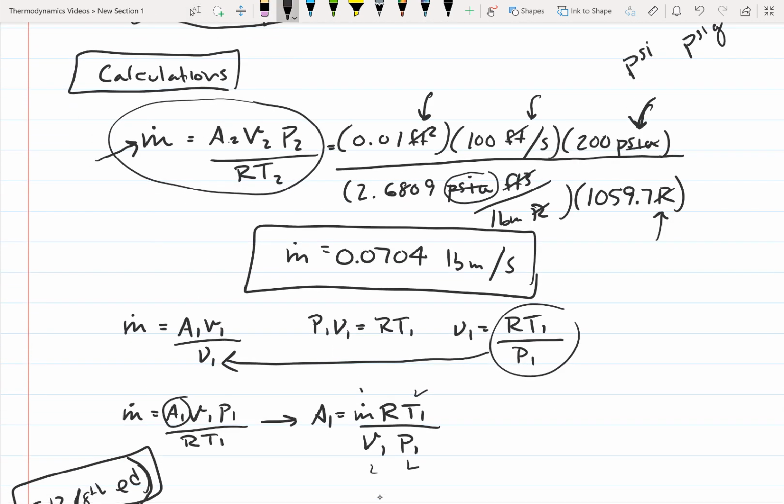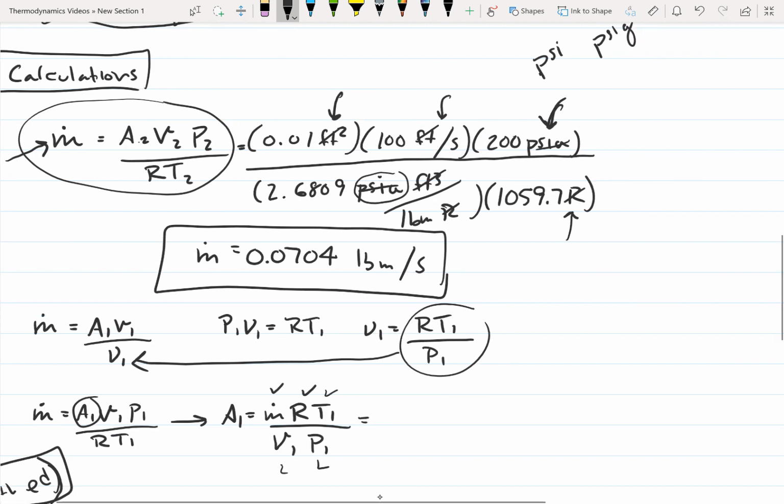And we know the mass flow rate because we just calculated it, and we know the gas constant because we looked it up. So we have everything we need to solve this problem. So let's go ahead and plug in our numbers, and we're going to put in the units as well.